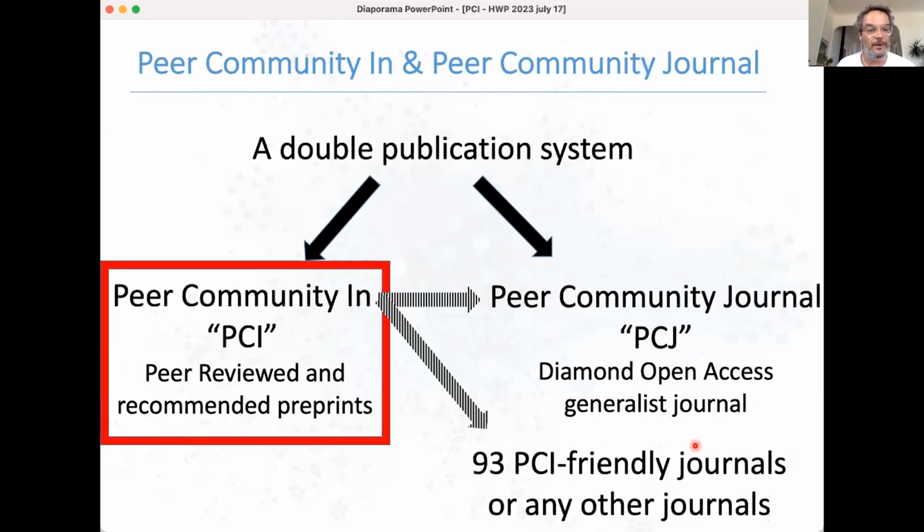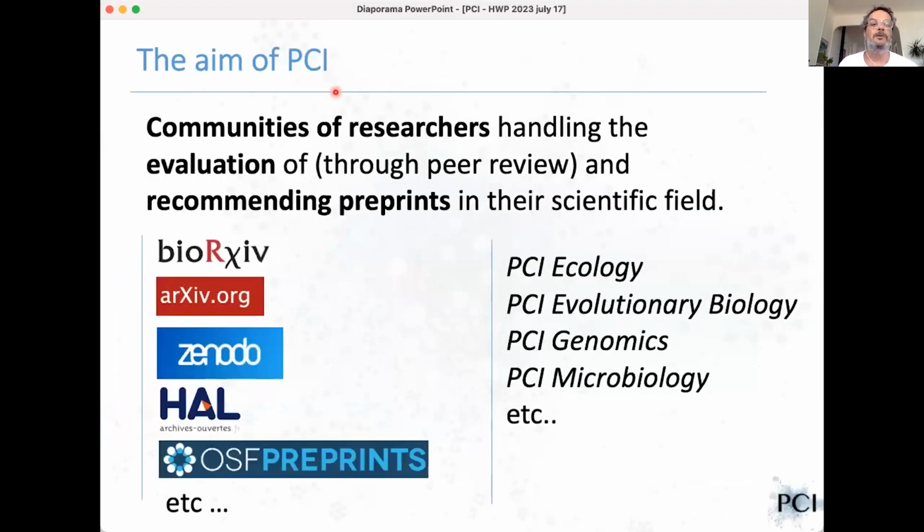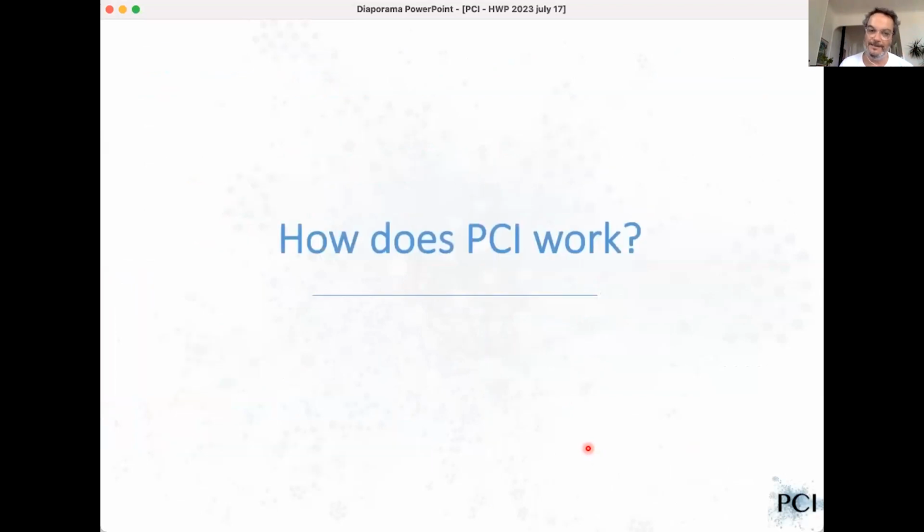So I'm going to explain first the PCI side, the peer review and the recommendations. The aim of PCI is to create communities of researchers that are handling the evaluation through peer review and who are recommending preprints in their scientific field. The preprints are in preprint servers or open archives like bioRxiv, but also Zenodo, HAL, etc. And they work for some communities called PCI Ecology, for instance, or PCI Evolutionary Biology, etc. And there are 17 communities like that.